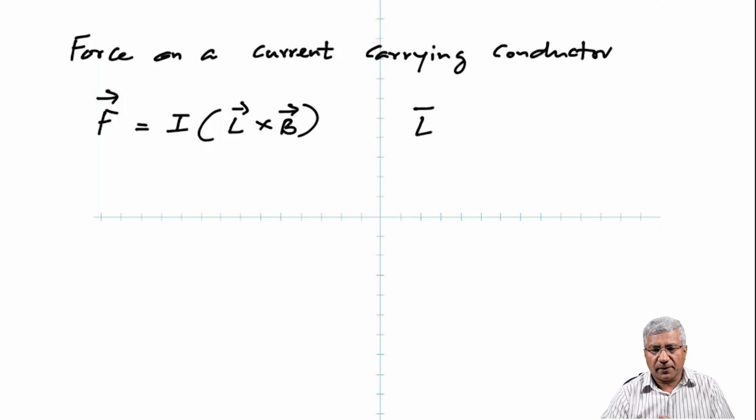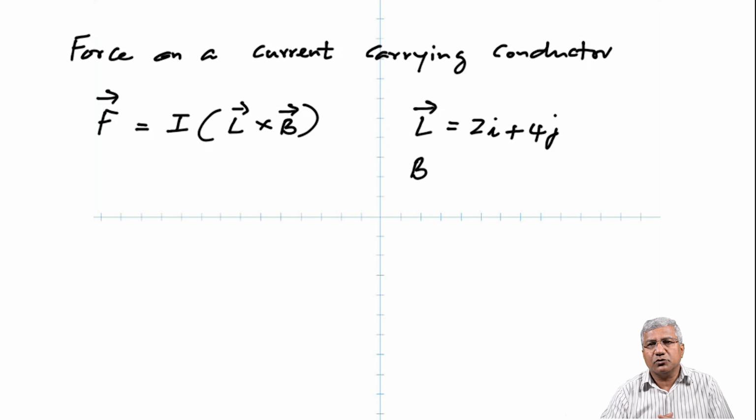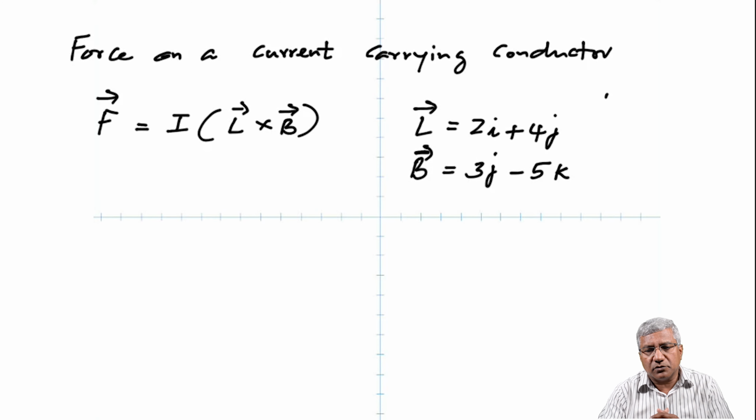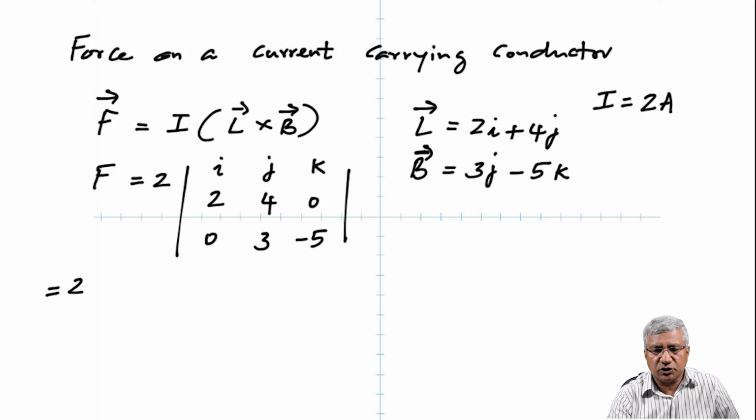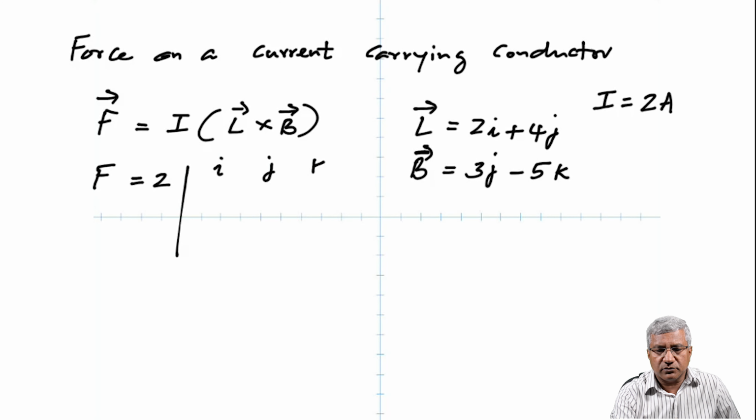It's a cross product. And here length may have 3 components, I, J, K, or just maybe 2 as given. And B could also have all the 3, but 2 may be possible like given. And let's say that the current is 2 ampere and we got to find the force. So it's 2 IJK and put the coefficients of the length first. First you have 2 for I, 4 for J, and nothing for K, so 0. And then put the coefficients of B, which is 0, 3, 0.